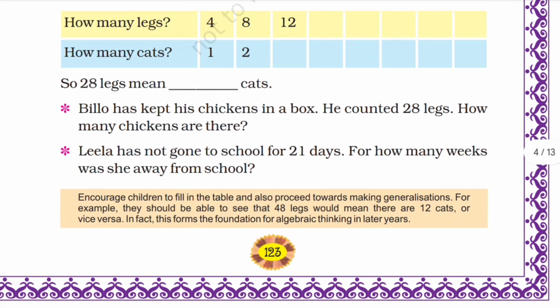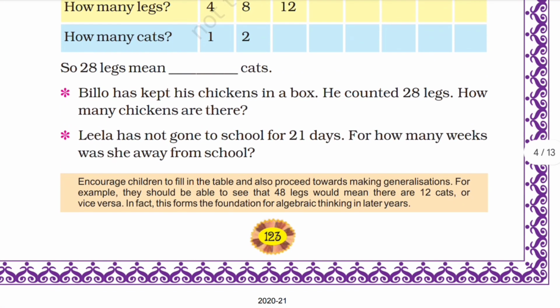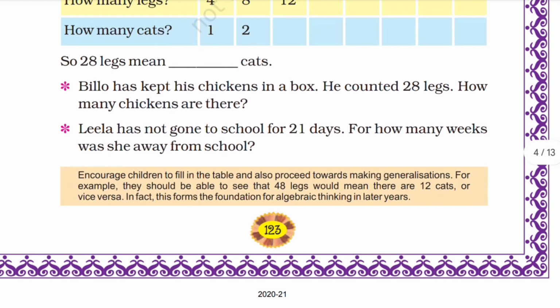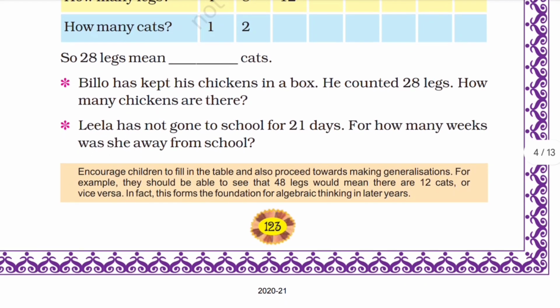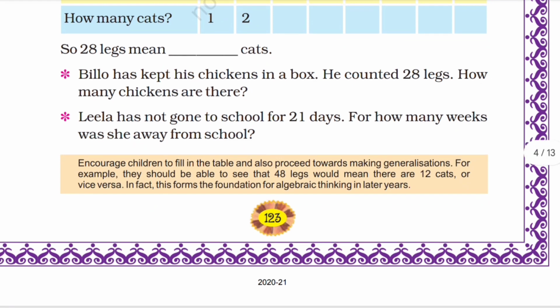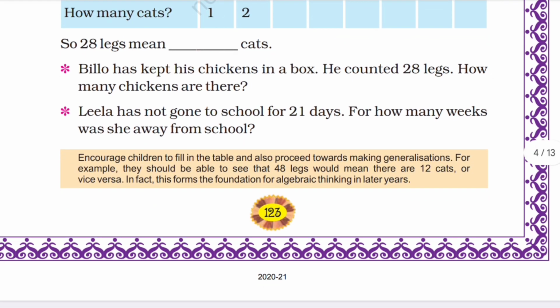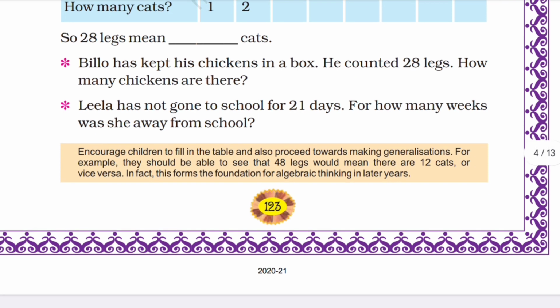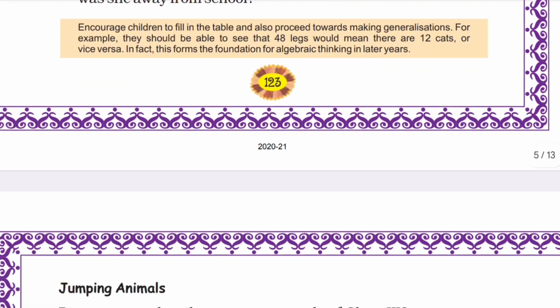Bilal has kept his chickens in a box. He counted 28 legs. How many chickens are there? Leela has not gone to school for 21 days. For how many weeks was she away from school?